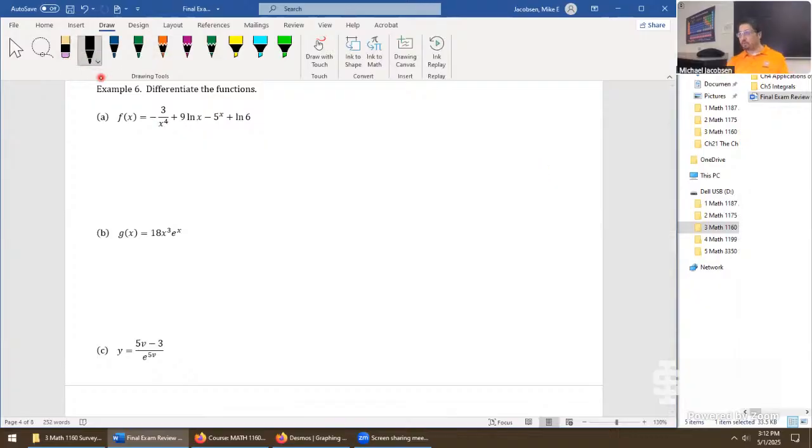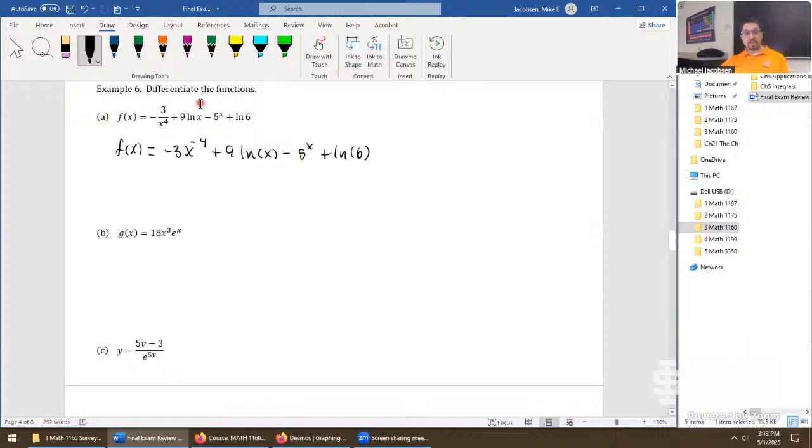It's been a little while since we ran through these kind of questions. The derivative here is not ready to just launch into, unless you're really good at the power rule when the base is in the denominator. For me personally, I'd reformat it. f of x is, on this term, make it negative 3, x power negative 4. This term is fine as is. Looks like the rest of them are. 9 natural log x minus 5 power of x plus natural log 6.